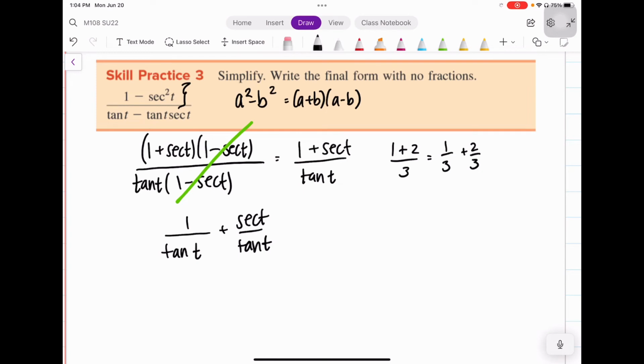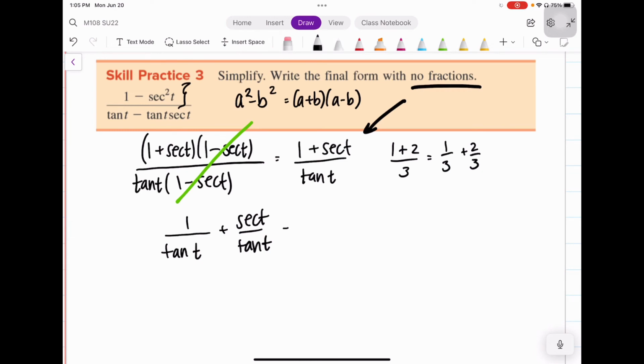The 1 over tangent t, I can either use the reciprocal identity to say that that's cotangent of t, or you could rewrite it using sine and cosine. I'm going to rewrite secant using the reciprocal identity and tangent using the quotient identity. That's going to help me simplify because remember the whole goal is no fractions. If we were allowed to have fractions, we might want to leave it as 1 plus secant t over tangent t.